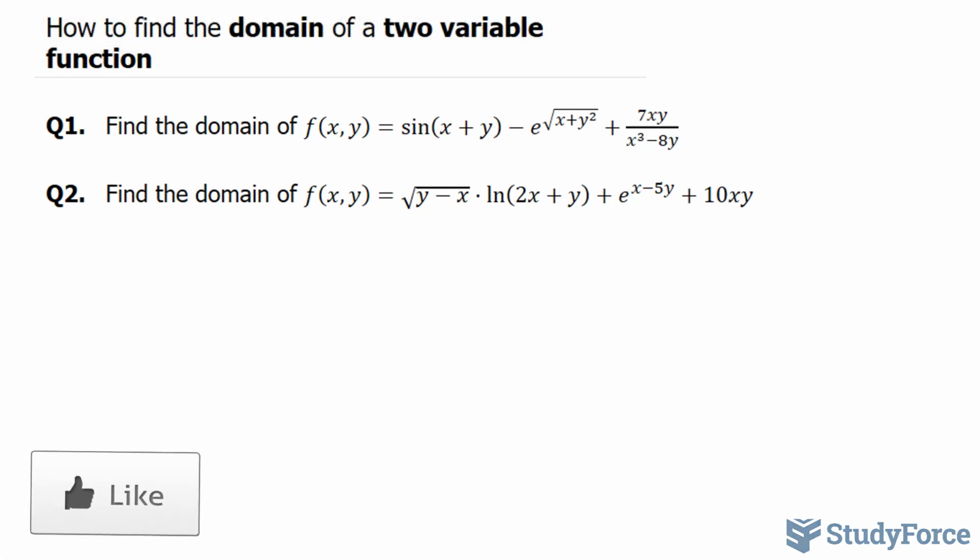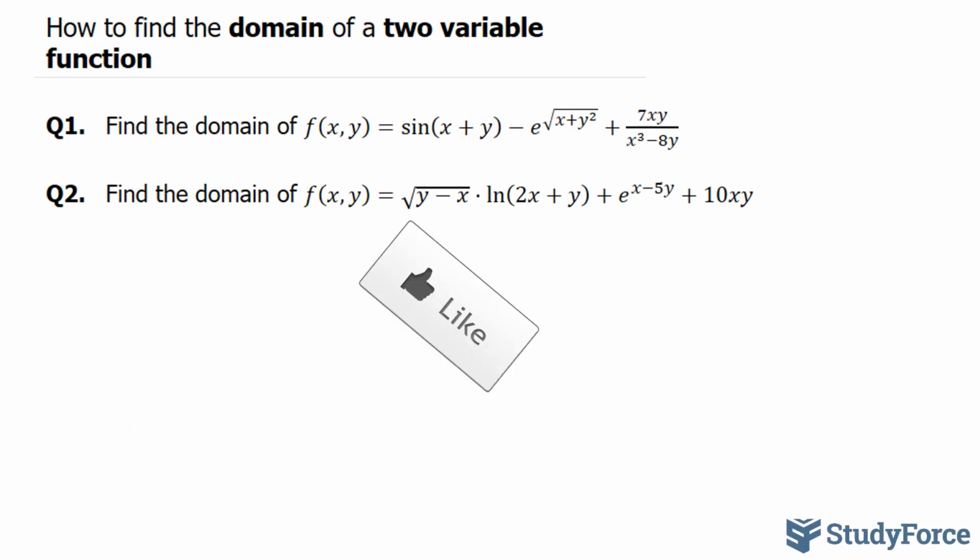Starting with sine of x plus y, we know that anything that you put into sine will give you an output. So any real number that is x or y will give you an output for sine. Therefore, there are no restrictions here. I'll just write down no restrictions. Let's move on to the next term.